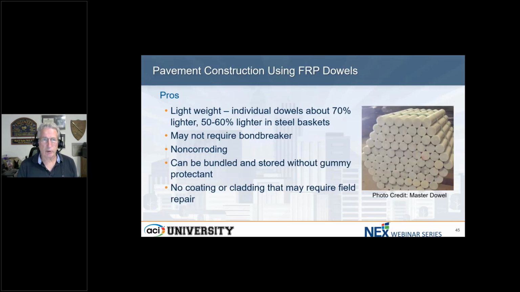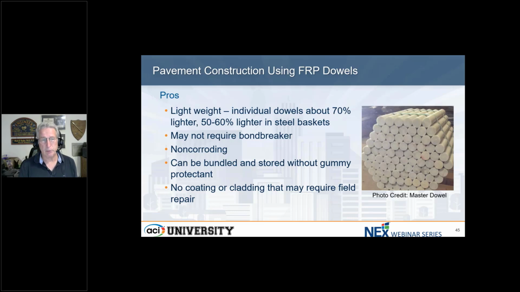Let's talk about pavement construction a little bit. On the pro side, benefits: lightweight. Individual bars only weigh about 30% the weight of steel. And when you put them in a basket, the baskets are going to be 50 to 60% lighter than steel baskets. Contractors like that. Workers like that. Potential for fewer injuries. They can work faster, move faster. There's potential for improved productivity and so forth.